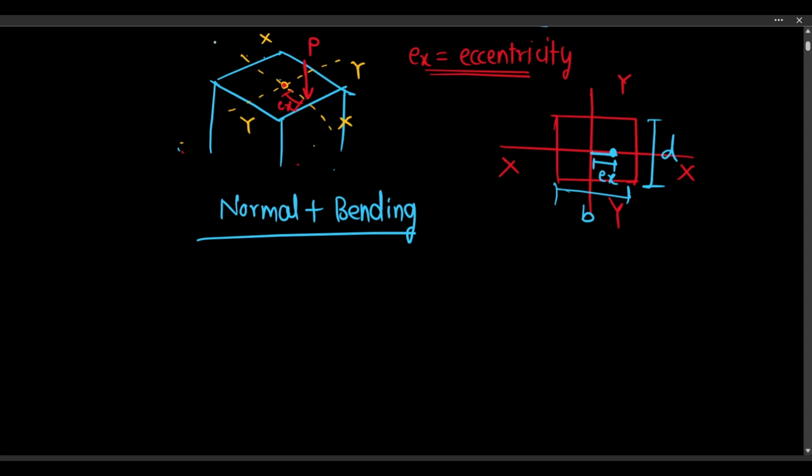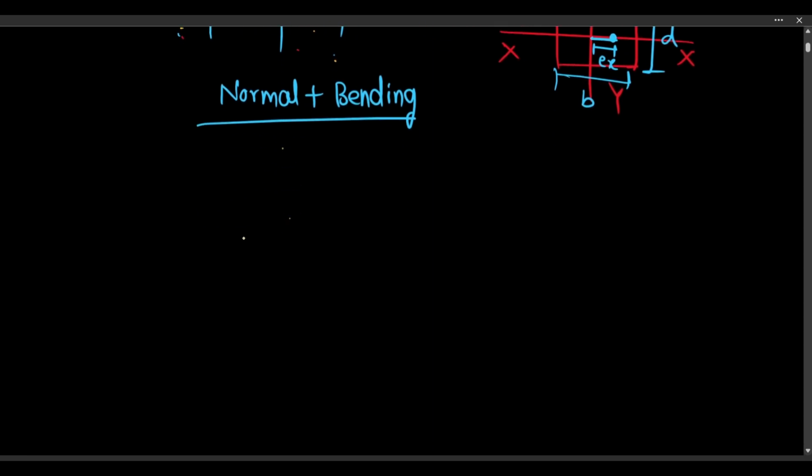Now if I am interested to shift the P load from this eccentricity to the axis of the column itself, then force as well as moment come into the picture. We will analyze them separately and use the principle of superposition. This is the column, and this is the cross section of the column.